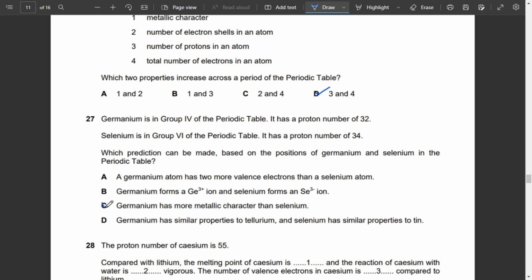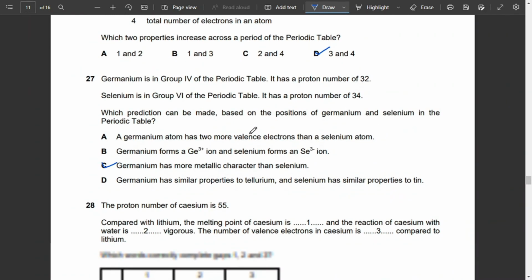Very clearly, because here we're talking about germanium, which has a proton number of 32 and is in group 4, and selenium is in group 6. That means these are 2 different groups over here. So that is why the answer is going to be that it has more metallic character than selenium.